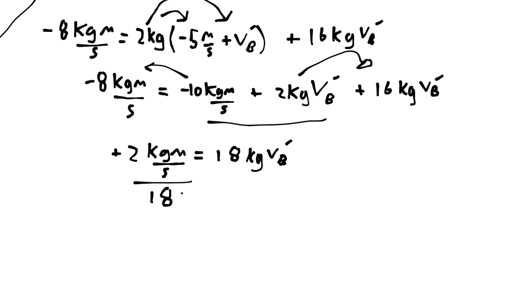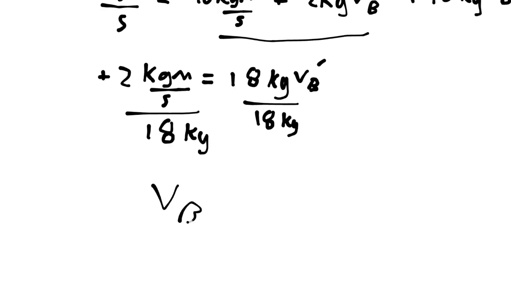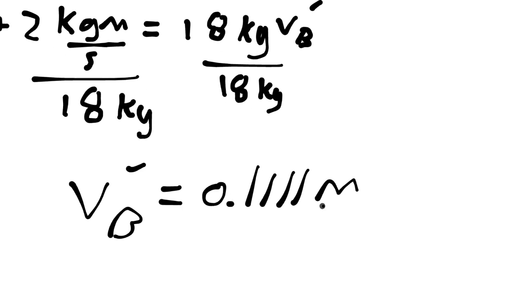Actually, 18 kilograms, sorry. We divide by 18 kilograms here, and then we divide by 18 kilograms here. And then the final answer you should get is 0.11111 meters a second. It's just 1s repeated on forever. So here I'll just draw that in. Velocity B prime equals 0.1111, and then it's just repeated on forever. I'll just leave it at four sig figs and then meters a second.